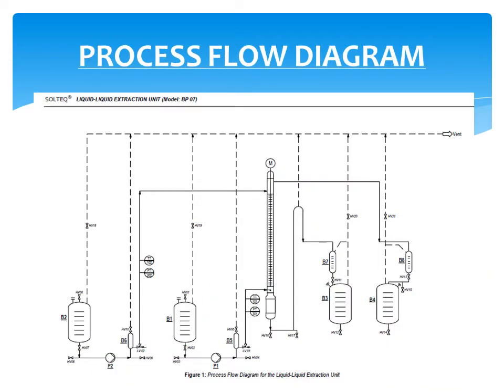Next, this is the process flow diagram of the liquid extraction. B1 and B2 are the feed vessels. K1 is the rotating disc column. P1 and P2 are the dosing pumps. B3 and B4 are the receiving vessels. B5 and B6 are the pulsation dampers, and the last one is the rotating disc stirrer.